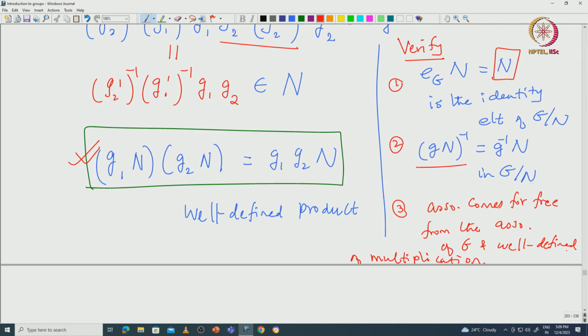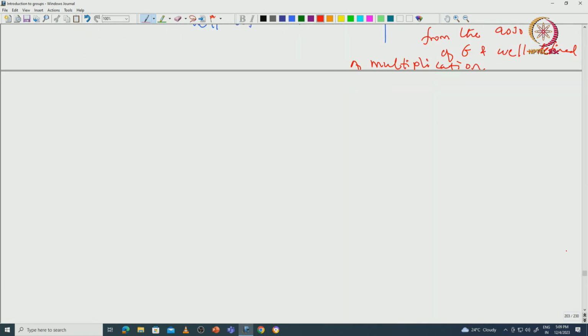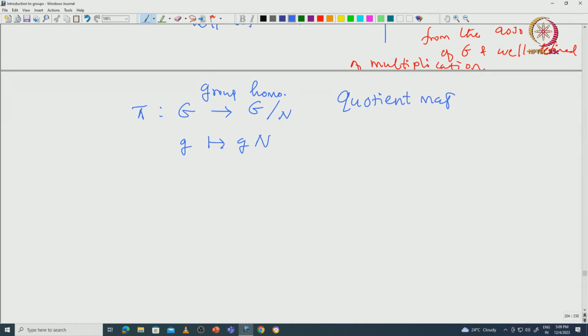Now if G modulo N is a group, then it is easy to verify that the quotient map from G to G modulo N sending g to gN is indeed a group homomorphism. This is called the quotient map or quotient homomorphism, and the kernel of this map is exactly equal to capital N. This is something one can check immediately. So the kernel is exactly capital N.